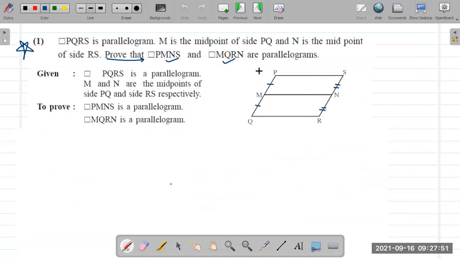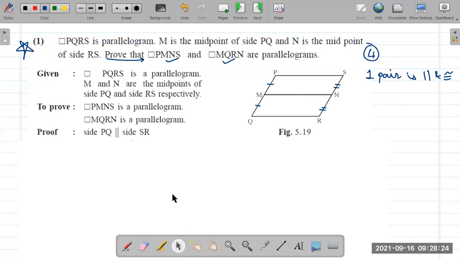Now for this one, since we are given something in relation with the sides, we are going to use property number 4, that is, if any one pair is parallel and congruent, then it is a parallelogram. So what are we given? That the bigger one is a parallelogram and these two are the midpoints. We have to prove that the upper and the lower quadrilaterals are parallelograms.